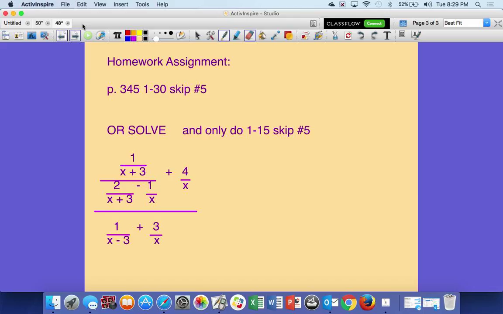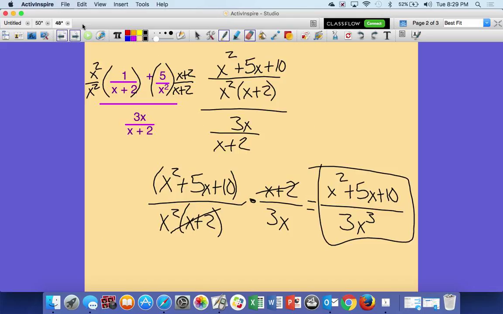And that is it. Just remember, common denominators. Make two fractions into one first. And then, once you get one fraction on top and one fraction on bottom, multiply by the reciprocal. And that is it for these.